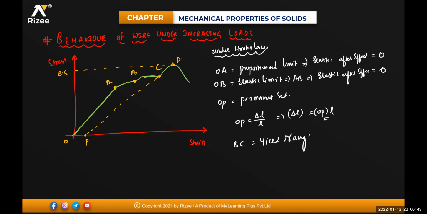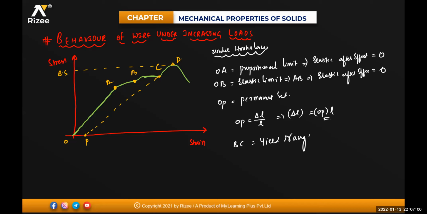So these are some of the important terms you need to remember in this one, beta. Okay. And after the point C, when it comes to the point D, it will try to break. So that point is known as your breaking point. That is known as your breaking stress that I have already drawn in the diagram. Clear? Okay.